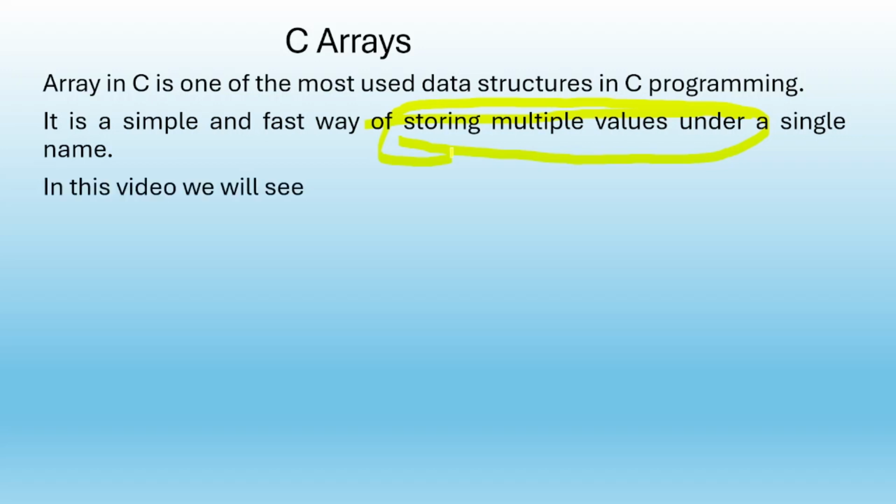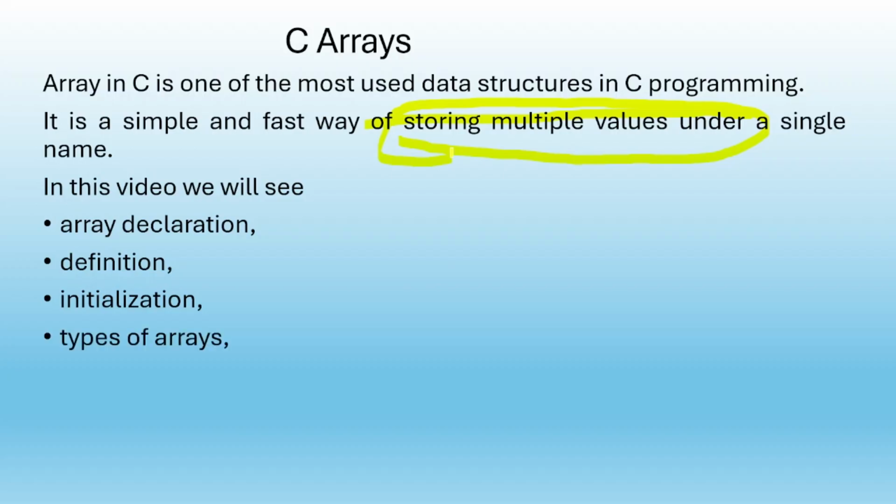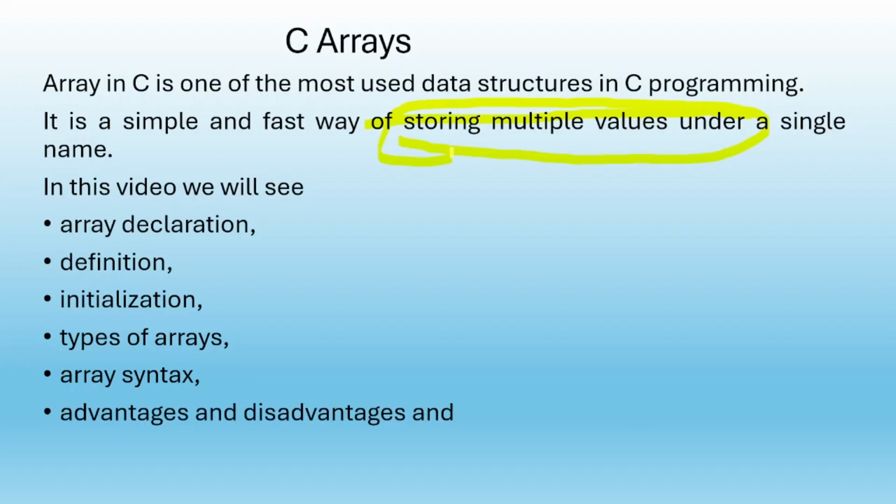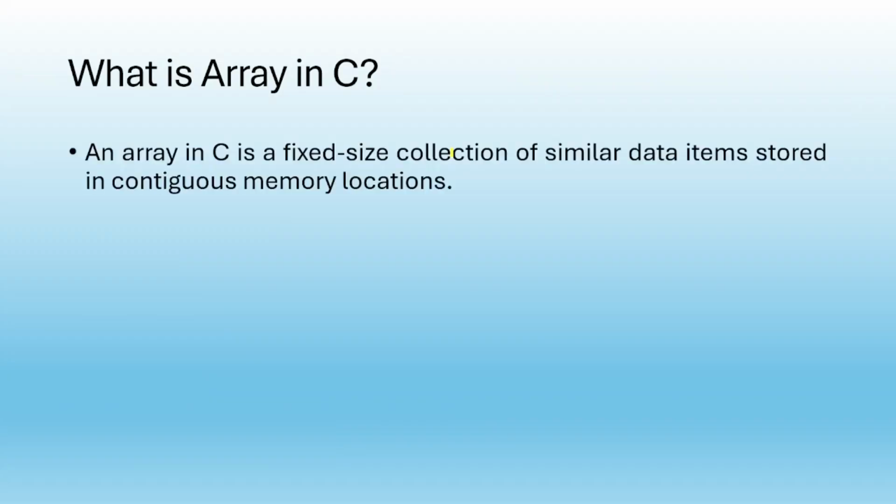In this session we will talk about array declaration. Then we will talk about the definition of an array, how to define the array, how to initialize the array, what the types of arrays are, and what the syntax of declaring or initializing arrays is. Then we will talk about the advantages and disadvantages, and finally we will conclude with some examples of using arrays. So let's begin. What is an array in C?